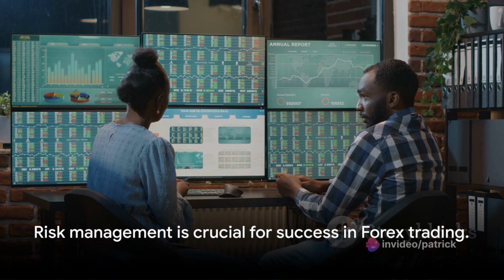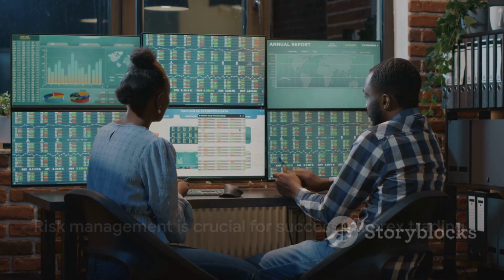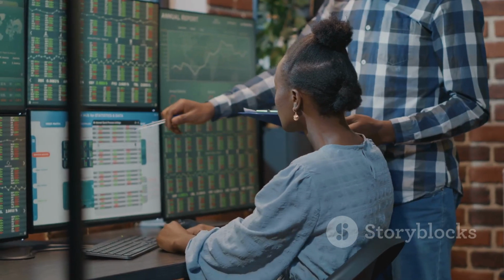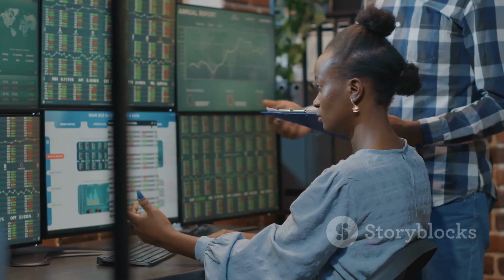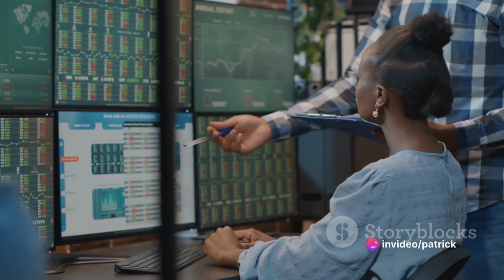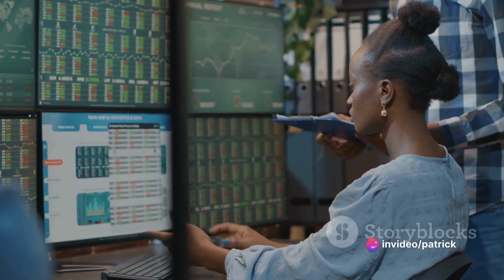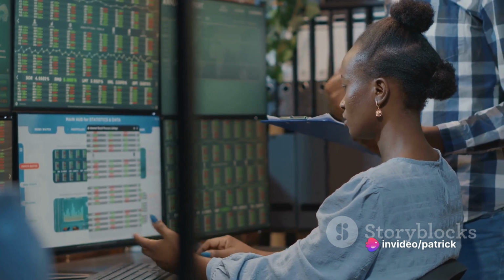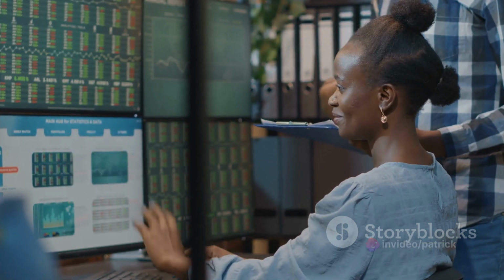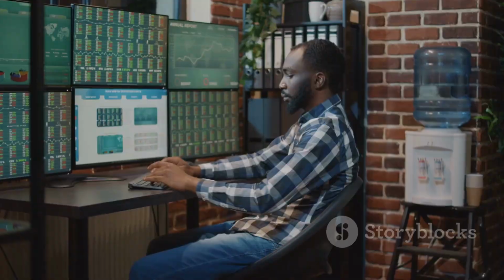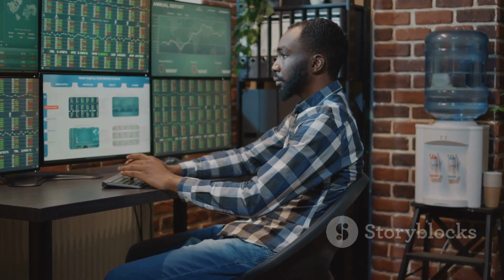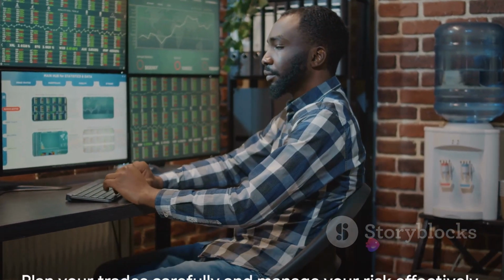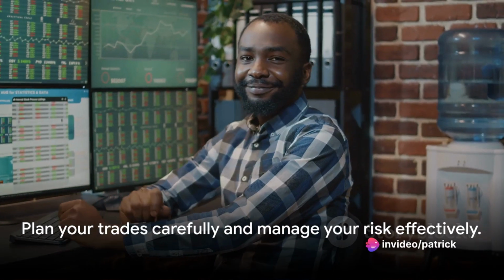However, it's crucial to remember that no strategy is perfect. Each comes with its own set of risks and challenges. That's why risk management is a key component of any successful Forex trading strategy. This involves setting appropriate stop-loss and take-profit levels to protect your capital, and never risking more than a small percentage of your trading account on a single trade. Remember, no strategy is foolproof, but with careful planning and risk management, you can increase your chances of success.